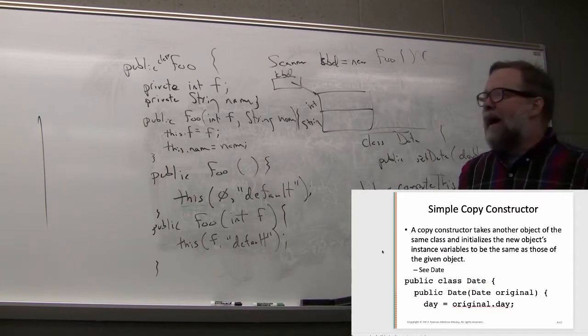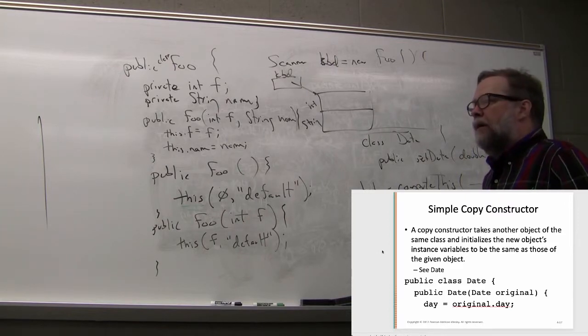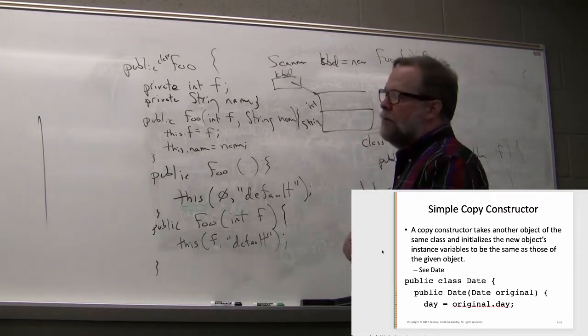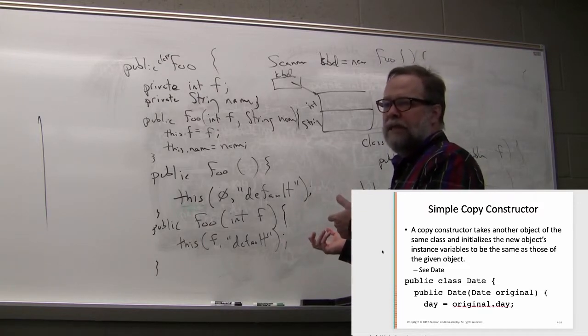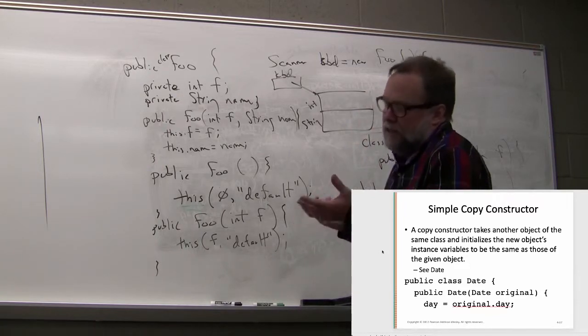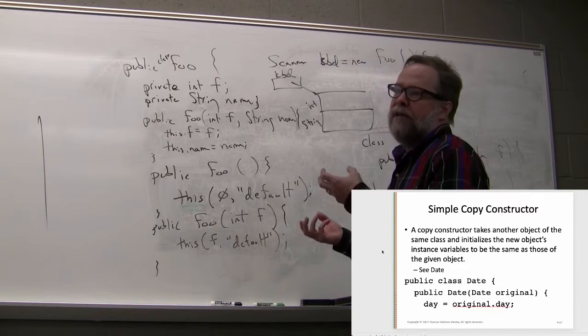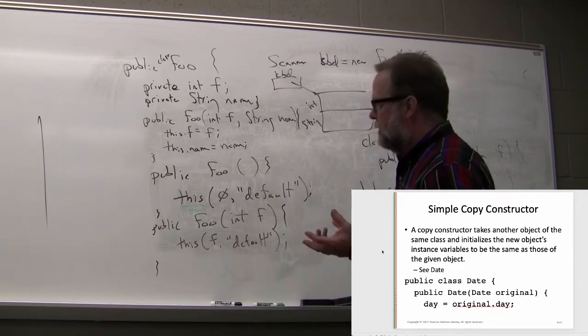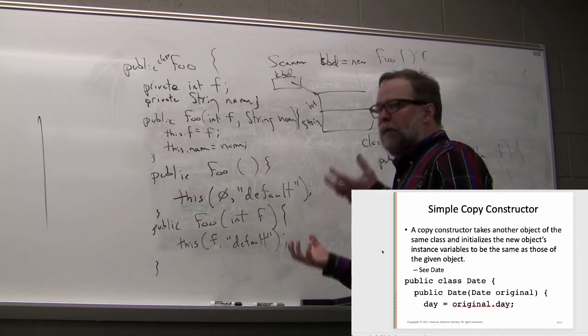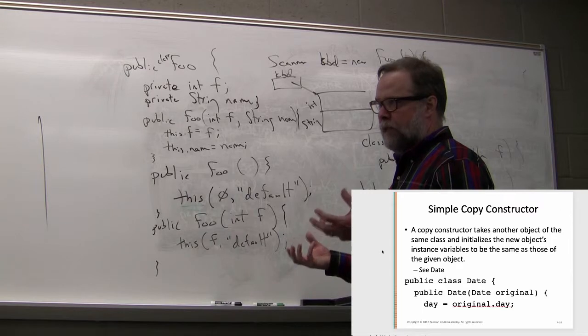Okay, a copy constructor. I can't remember how they did it in the textbook, but I've basically made a slightly different version. A copy constructor simply refers to a constructor for a class which takes a single argument, which is an instance of the same class. We call it a copy constructor because what you're trying to do is make a copy of an existing object, which means I want the instance variables to be the same in both objects. So that's what I mean by a copy constructor.